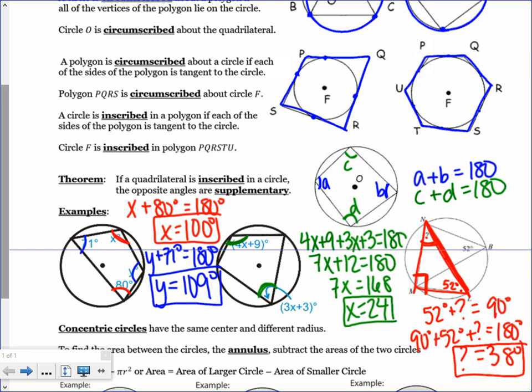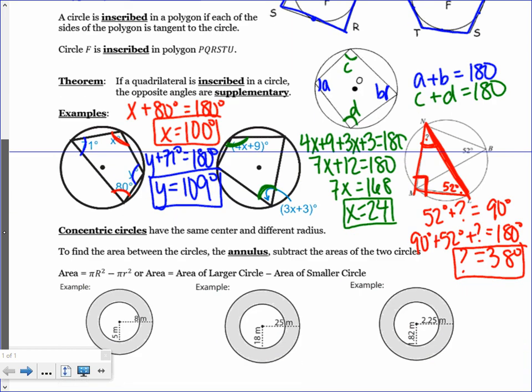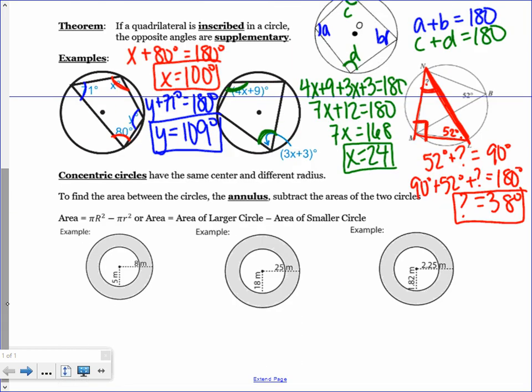Okay. So now let's look at concentric circles. So concentric circles have the same center and different radii. So they are centered at the same place, but they have a different size. Can you think of a real-life example of concentric circles?